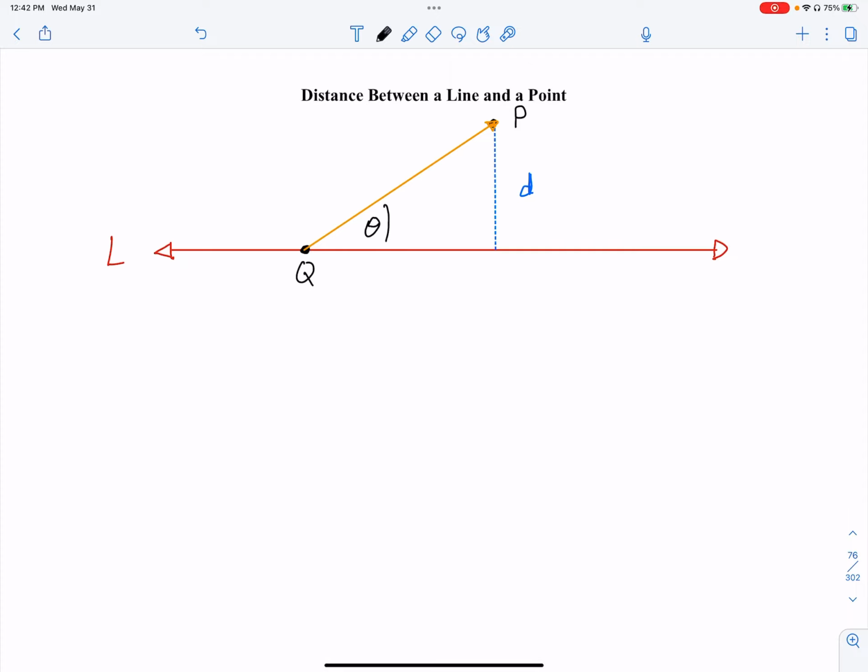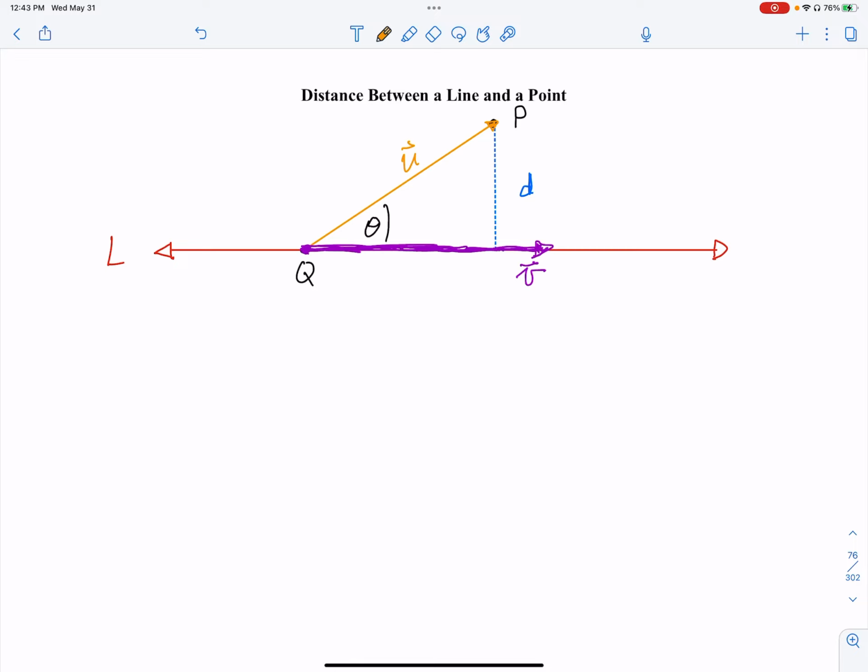Let's call another vector of the line. If they gave us a line, we would have a directional vector, and we'll let it be all the way across just here. All right, so that's vector V. That is the directional vector of the line. We'll call the vector that we created between Q and P U.